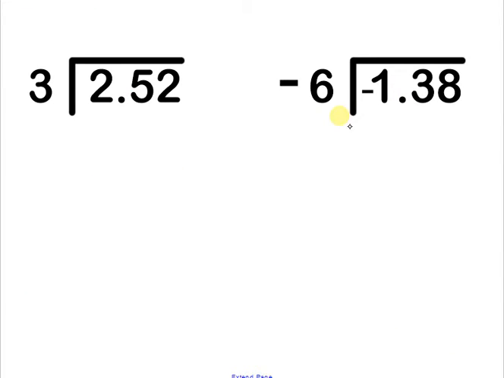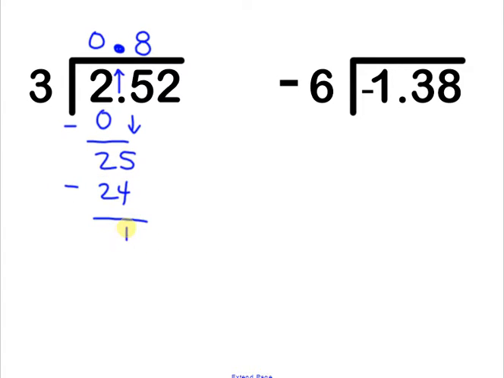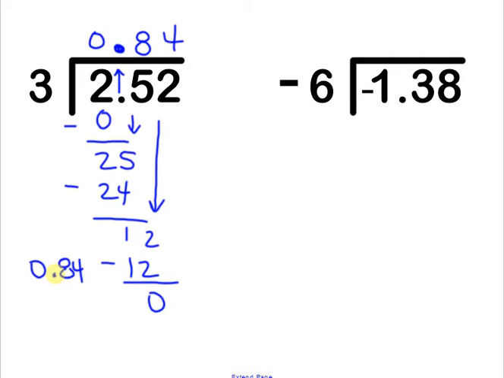Okay. All right, next example, I'm going to bring my decimal point right up to the roof. 3 goes into 2, 0 times. 0 times 3 is 0, and I'm going to subtract. 2 minus 0 is 2, and I'm going to bring down the 5. 3 goes into 25 8 times. 8 times 3 is 24. Subtract. 25 minus 24 is 1. Bring down the 2. 3 goes into 12 4 times. 4 times 3 is 12. Subtract. 12 minus 12 is 0. Nothing left to bring down. My answer here, positive divided by a positive, is 0.84.